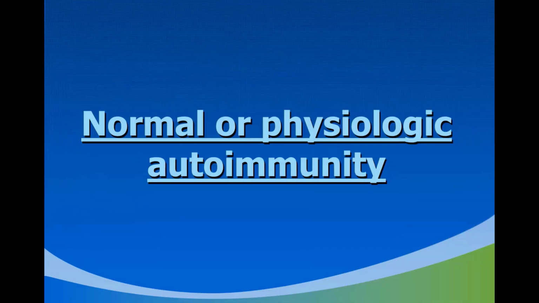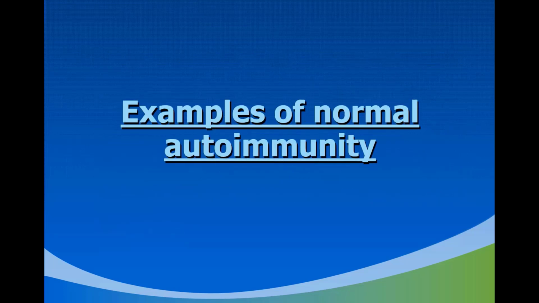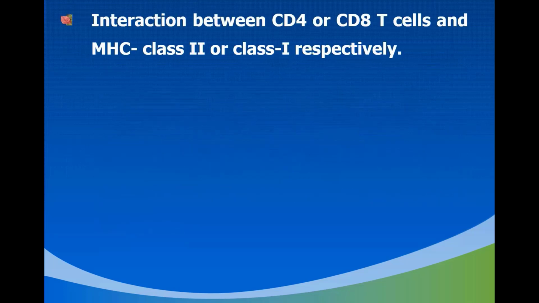Normal or physiological autoimmunity. It's not true that all autoimmune responses are bad and cause disease. Some autoimmune responses have important physiological functions and are essential for the normal functioning of the body. Example of normal autoimmunity: the interaction between CD4 and CD8 T cells and the major histocompatibility class 2 and class 1 respectively.